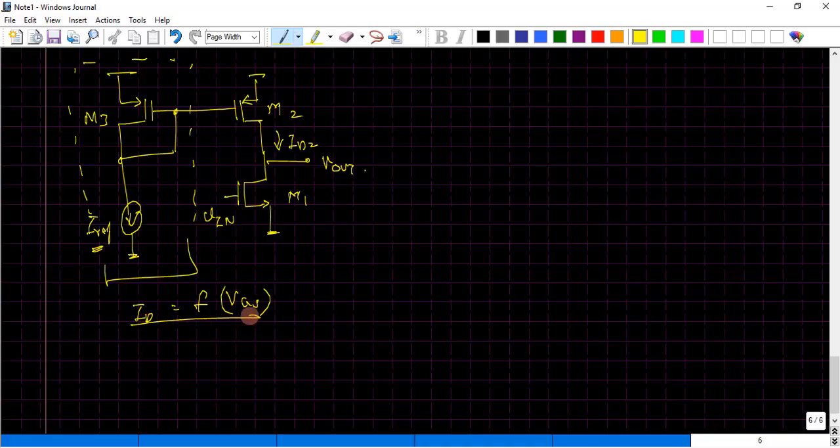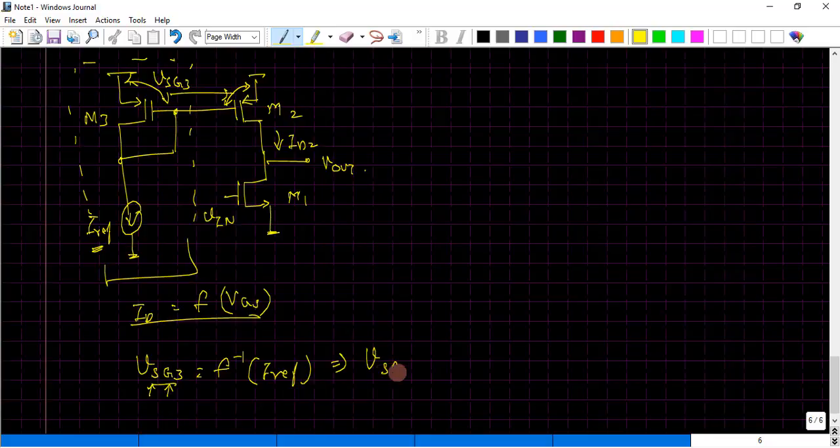Based on this, I just want to measure what could be my VSG3. Since the current flowing through M3 is basically I reference, I can write VSG3. I write VSG just because it's a PMOS device where the source is at higher potential than the gate, and this could be written as an inverse function of our I. Once I capture this VSG3, I can transfer this to the gate to source potential of my PMOS device.